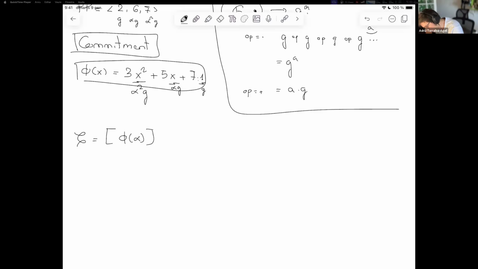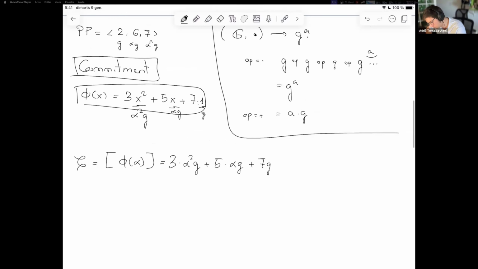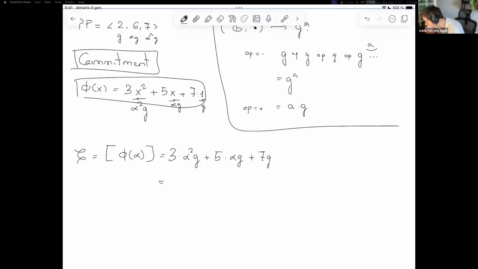So the thing we need to compute is, as you said, very long. This will be 3 times alpha square g plus 5 times alpha g plus 7g. And don't worry, because you have g here, alpha g is here, and alpha square g is here. So can you say what I need to write here?